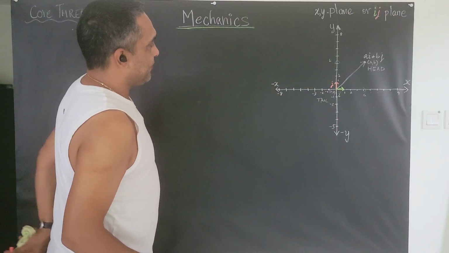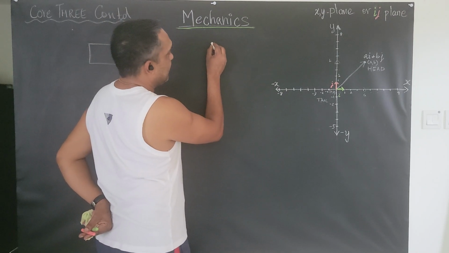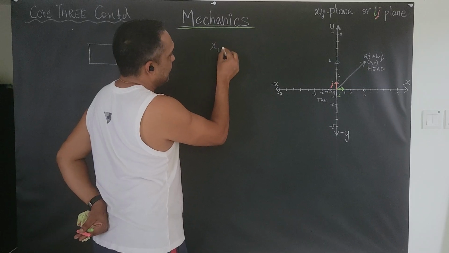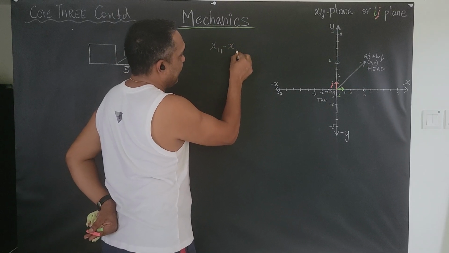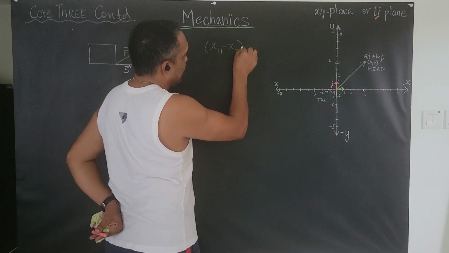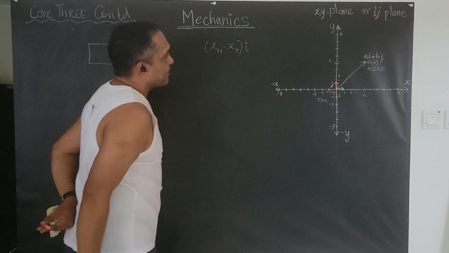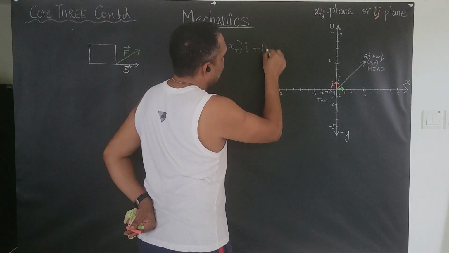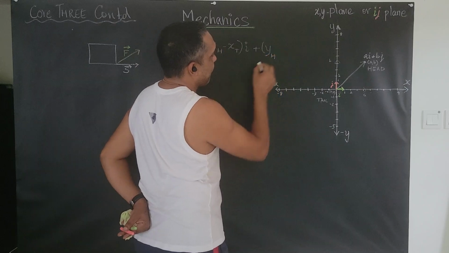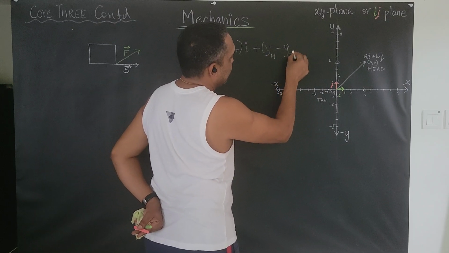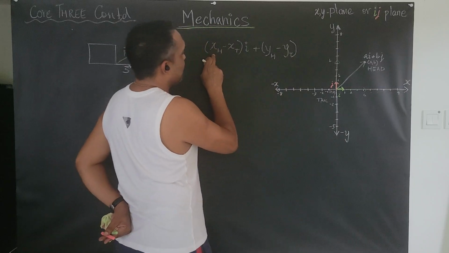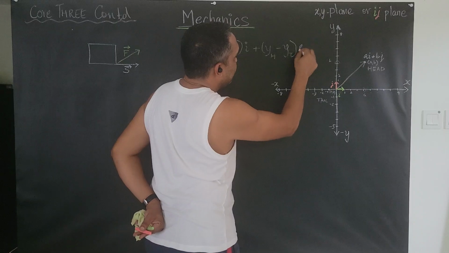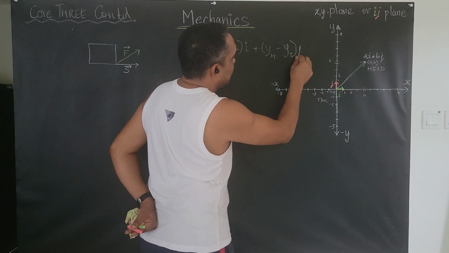And that representation of the vector could be written as x of the head minus x of the tail, times i, plus y of the head minus y of the tail, the y coordinate of the tail. So the x coordinate of the head, x coordinate of the tail, y coordinate of the head, y coordinate of the tail, times j.